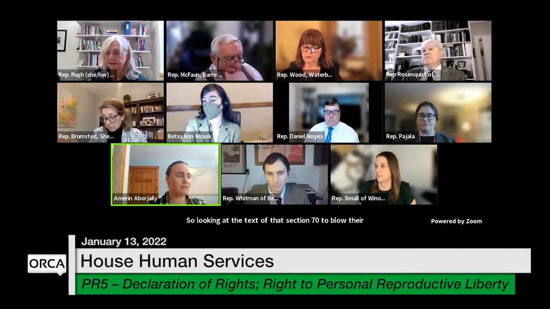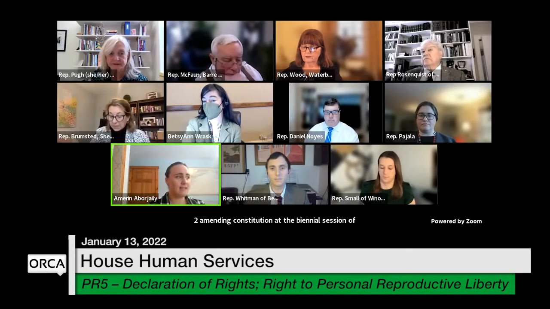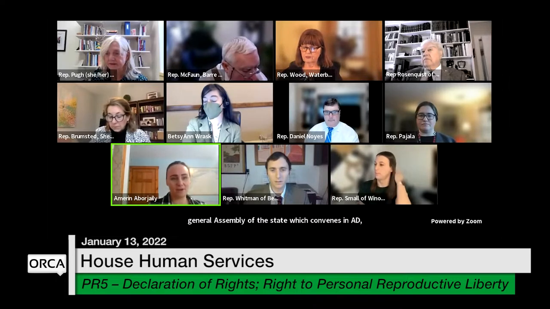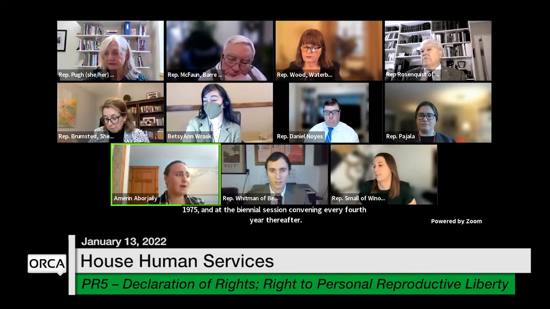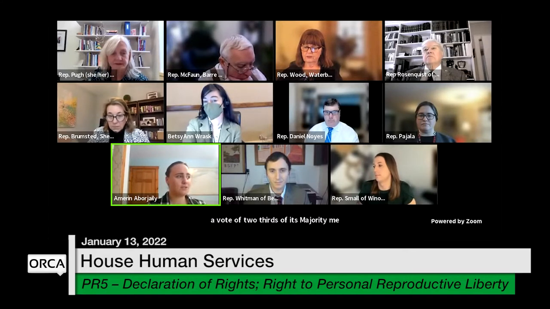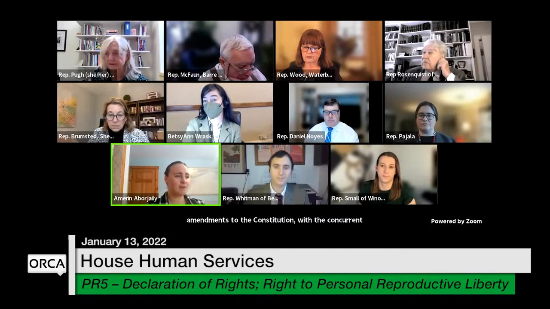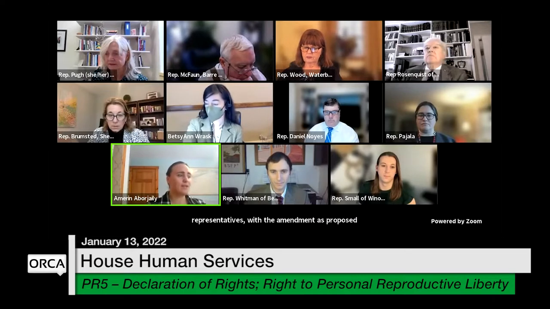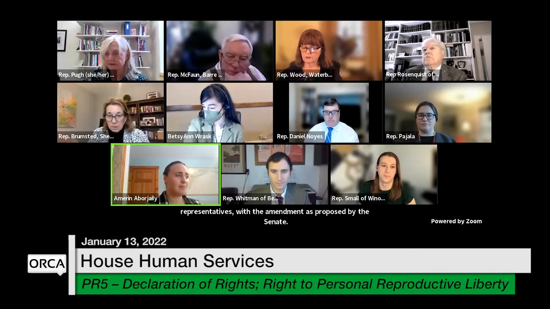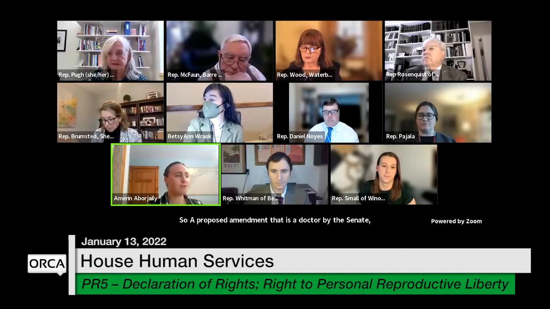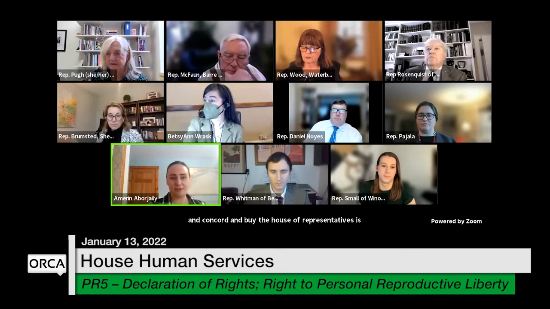Looking at the text of Section 72, amending Constitution: at the biennial session of the General Assembly of the state, which convenes in AD 1975, and at the biennial session convening every fourth year thereafter, the Senate, by a vote of two-thirds of its majority, may propose amendments to this Constitution with the concurrence of a majority of the members of the House of Representatives with the amendment as proposed by the Senate. A proposed amendment that is adopted by the Senate and concurred in by the House of Representatives is then referred to the next biennial session of the General Assembly.